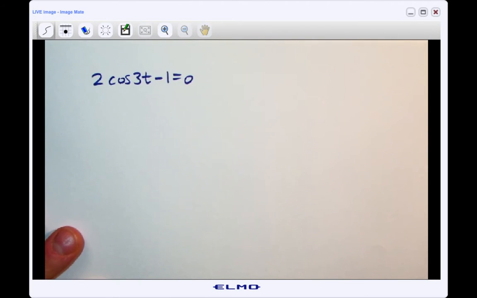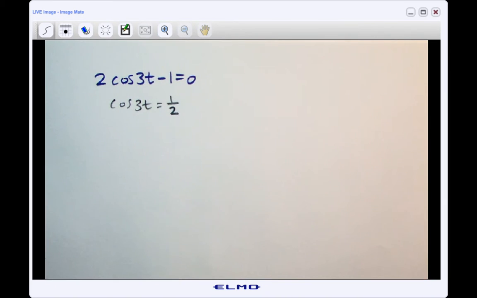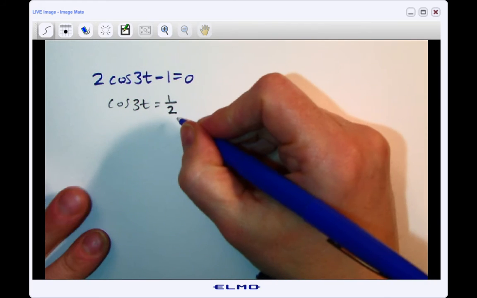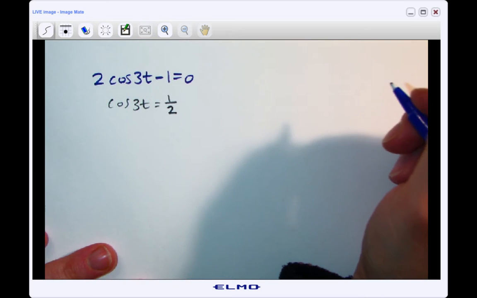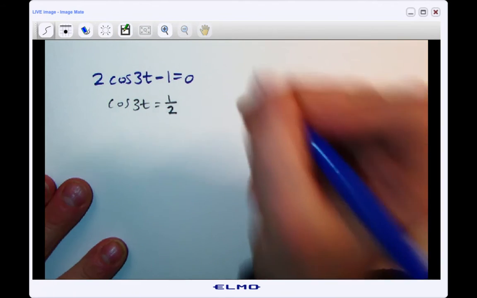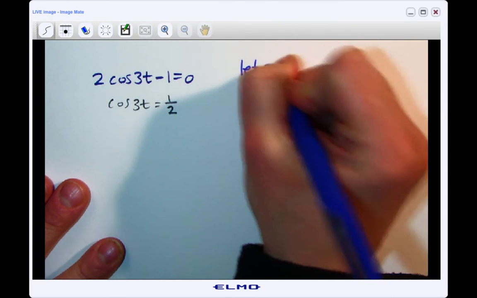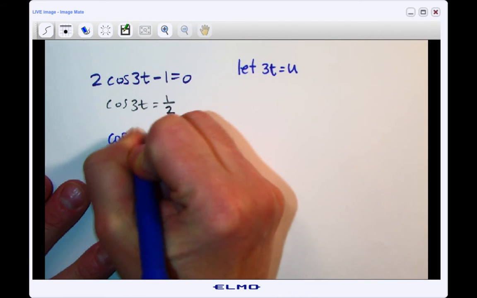Are you ready? So the first thing that we do, and this pen isn't very good, so let me get another one. The first thing that we do is, of course, solve for cosine. All right, now there's two things that we can do here. Once you see it a few times, maybe you can skip some of the steps going forward. But the first thing I'm going to do is say let 3t equal u. All right, so I'm going to change this to cosine u is equal to 1/2.